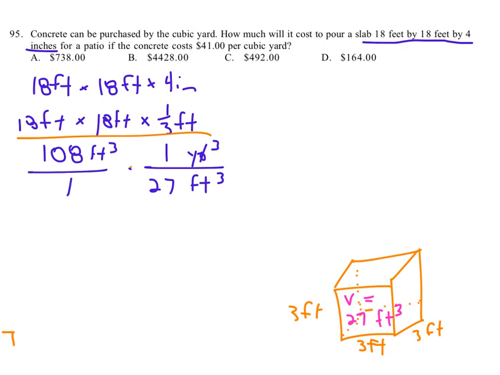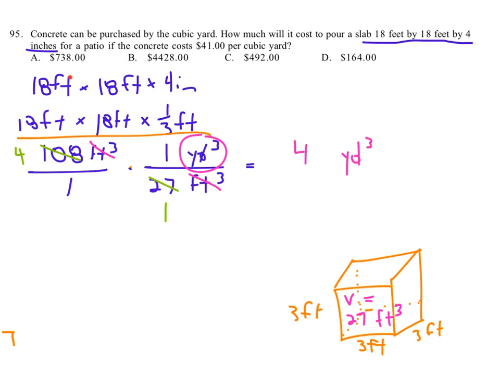So now if we multiply this through, we can see that feet cubed and feet cubed will cancel, leaving us just with the units of cubic yards, and 108 and 27 also cancel. This is 1, and this becomes 4. So we then have 4 cubic yards, which is exactly the volume of the slab that you want to pour. It's exactly 4 cubic yards.